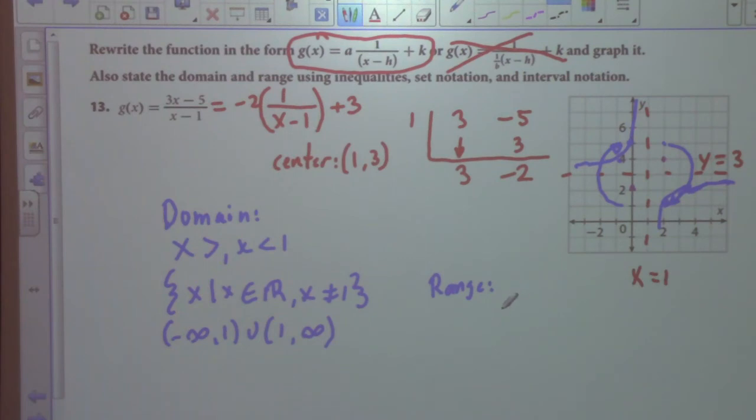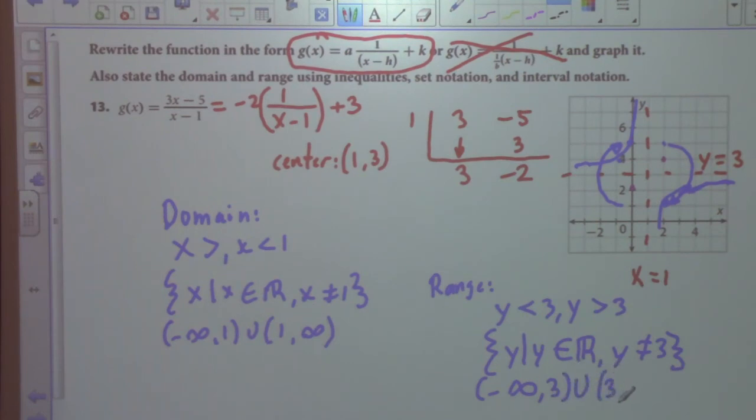Okay, range is going to be y is less than 3, y is greater than 3. And then we have y such that y is an element of all real numbers. However, y cannot equal 3. And finally, the interval notation: negative infinity, comma 3, union 3, comma infinity. And so that's going to be it, our range, our domain.